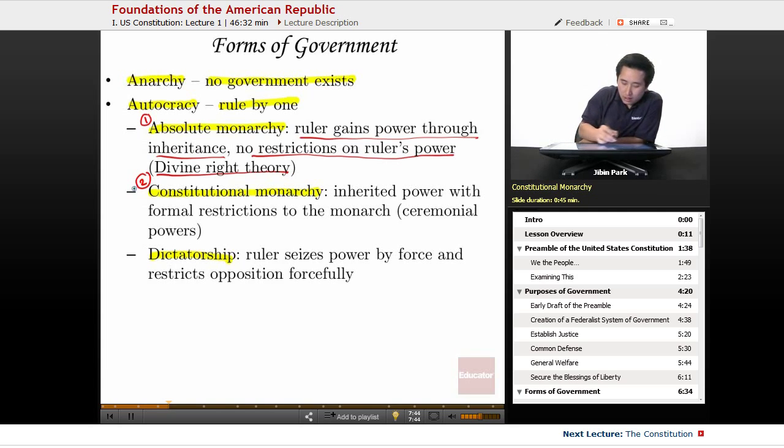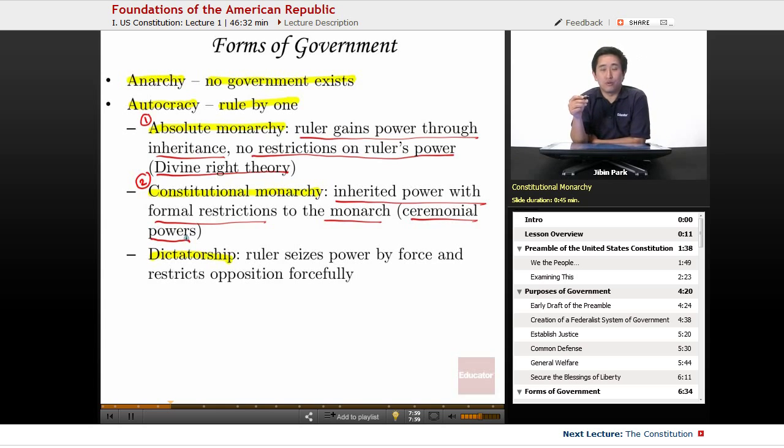Constitutional monarchy. Okay, this is inherited power with formal restrictions on the monarch. Usually constitutional monarchy, at least as practiced in the UK, is basically a ceremonial power. So you have a Queen of England, but really the powers are restricted to being not really the chief executive, but the chief of state in the sense that you represent your people. That's the type of constitutional monarchy probably practiced in a lot of modern countries today. But in the United States, we specifically made it a point not to have any sort of monarchy.